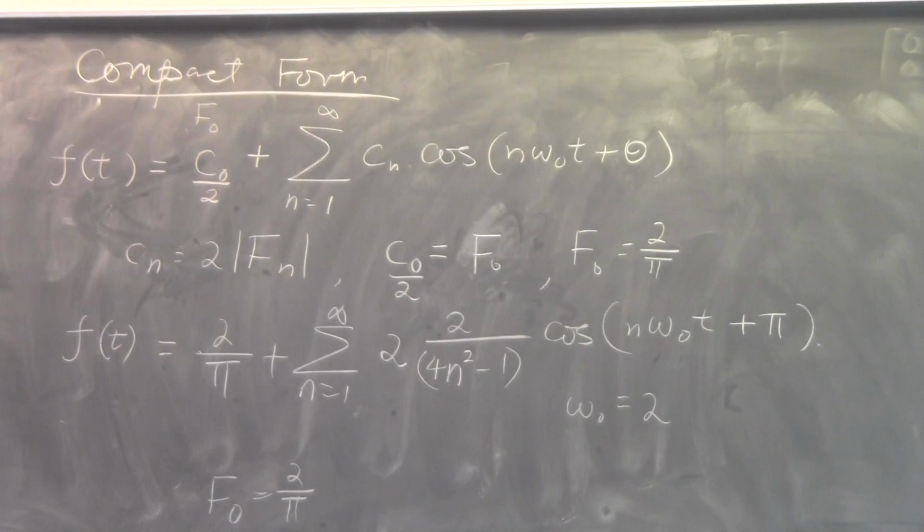Okay? Are there any questions regarding how to convert an exponential form into a compact form? Somehow the book likes compact form. I always ask you to do that. Yes? Can you repeat how you got the phase angle at the very end?